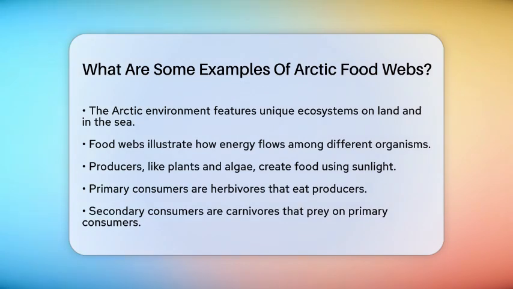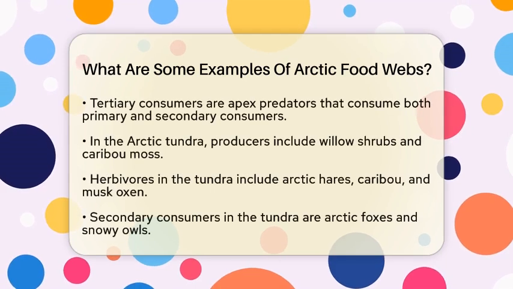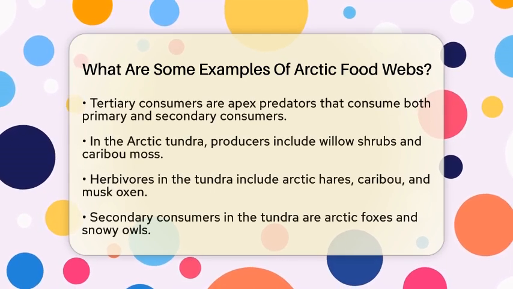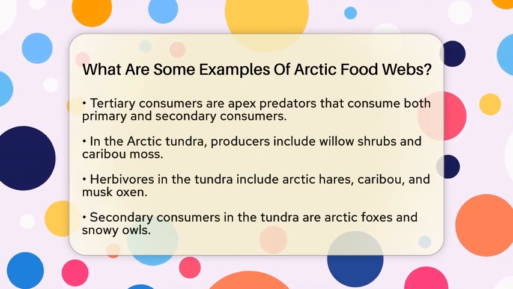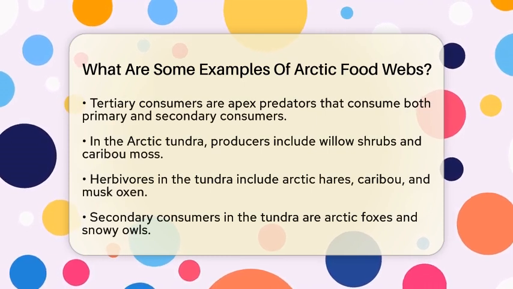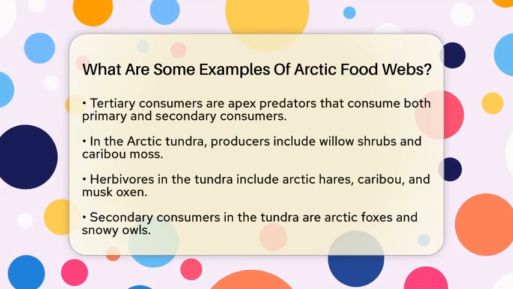Let's start with the basics. A food web is a network of interconnected food chains that shows how energy flows between different organisms. It begins with producers, which are organisms like plants and algae that create their own food using sunlight. Following producers are primary consumers, which are herbivores that eat the producers. Next comes secondary consumers, the carnivores that feast on primary consumers. Finally, we have tertiary consumers, the apex predators that eat both primary and secondary consumers.